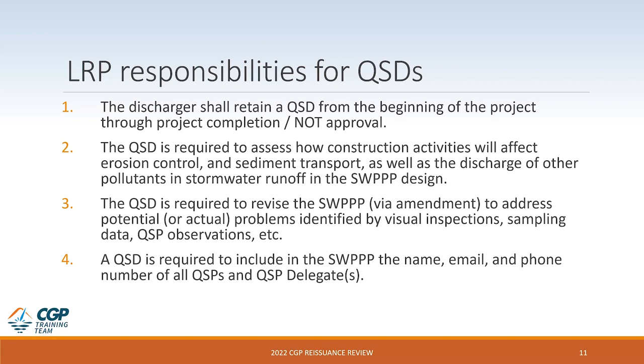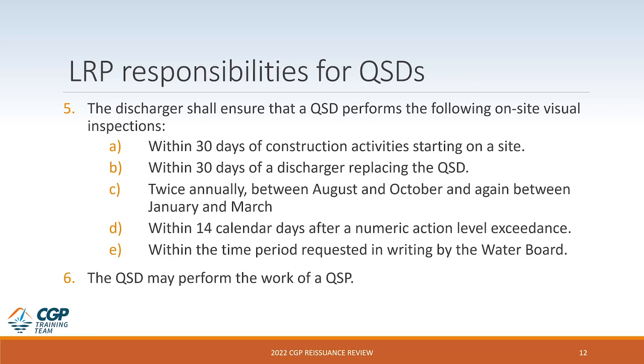The QSD is required to revise the SWPPP via amendment to address potential or actual problems identified by visual inspections, sampling data, QSP observations, and the like. A QSD is required to include in the SWPPP the name, email, and phone number of all QSPs and QSP delegates.